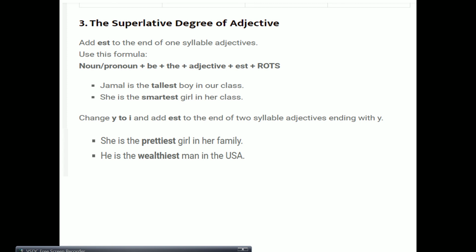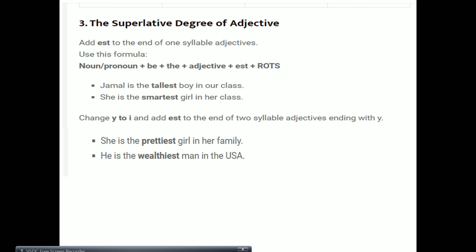She is the smartest girl in her class. तो वैसे ये sentence बना है. So the is very important in superlative degree. Now some of the adjectives that end with y, you have to change y to I when you are changing it into superlative degree. So pretty ends with y, so we are going to add IEST. पहले y का I कर देंगे and then we will add EST. So she is the prettiest girl in her family.